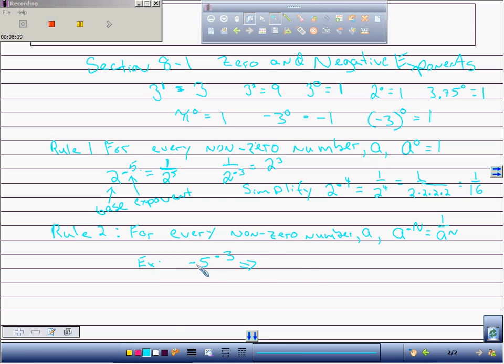Well, you bring it downstairs, so you could write it as 1. You could actually leave this negative; I would leave the negative sign up top. So that's -1 over 5 to the third. Because when you have a negative sign upstairs like that, it's really like having -1 times 5. So who knows what 5 to the third power is?